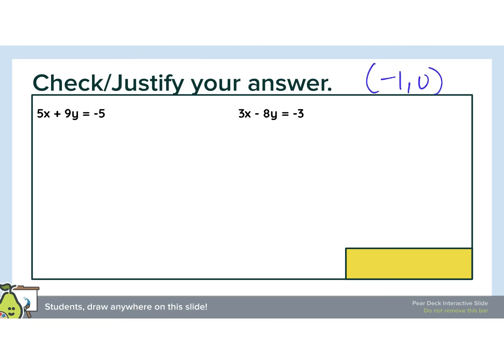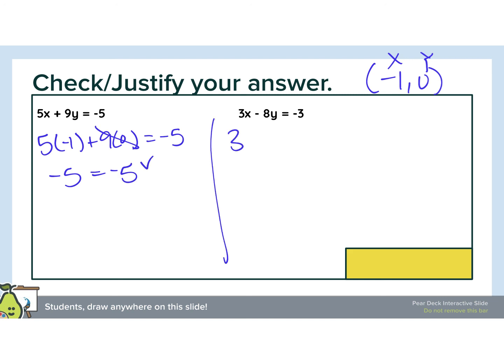Negative 1, 0. Remember, this is my x and this is my y. So I'm going to set up my check. So instead of variables, I'll put parentheses. And then I'll plug in x is negative 1 and y is 0. So this is negative 5. This is just 0. The first one checks out.